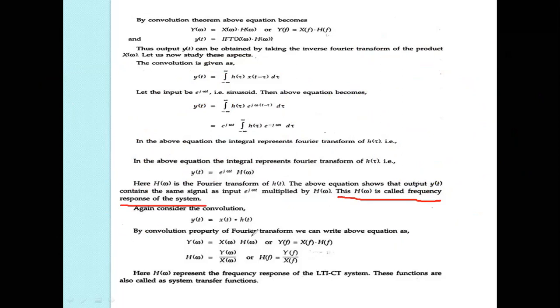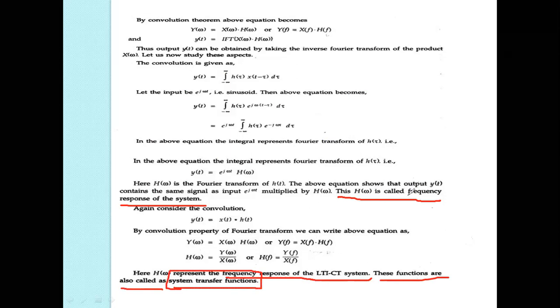By the convolution property of the Fourier transform, Y of omega is equal to X of omega times H of omega, or Y of f is equal to X of f times H of f. Now the transfer function H of omega is equal to Y of omega by X of omega. Here H of omega represents the frequency response of the linear time invariant continuous time system. These functions are also called the system transfer function.